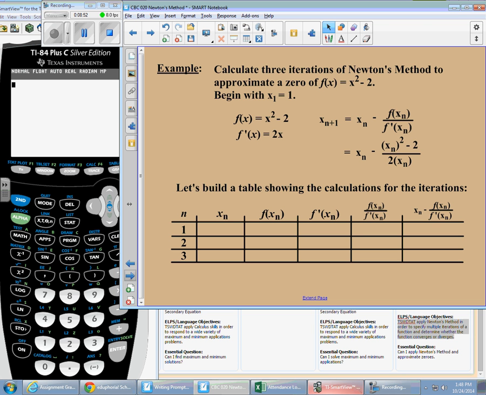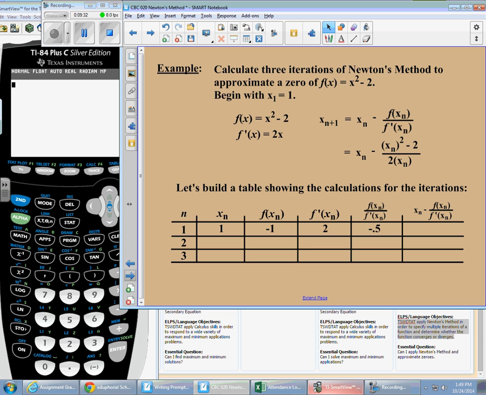Let's just get started. On the first iteration, the first row there, n equals 1, the x sub n term, well, we were told where to start. We were told to start at positive 1. So that's an easy blank to fill in. The function evaluated at 1, that's not a challenge either. 1 squared minus 2 is negative 1. The derivative of the function evaluated at positive 1, not a challenge. 2 times 1 is 2. The ratio of the function divided by its derivative is not challenging either, negative 1/2.